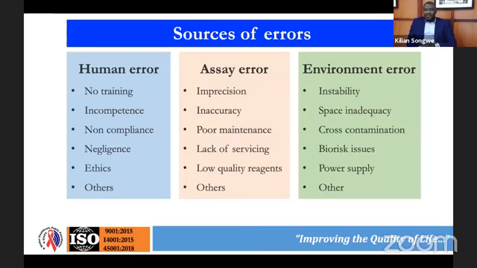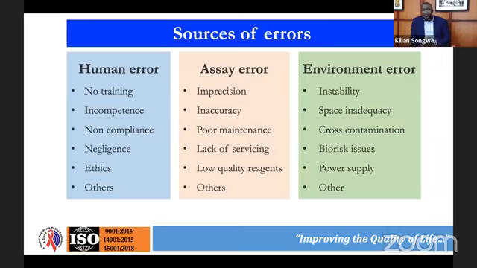So just to dig a little bit deeper into each of these errors, we know that for human errors, it can be anything. It can be lack of training. It can be lack of mentorship. It can be incompetence. It can be non-compliance to set procedures and requirements. It can also be due to negligence, because we cannot underplay the effect of negligence and lack of proper due diligence when you are doing your work.